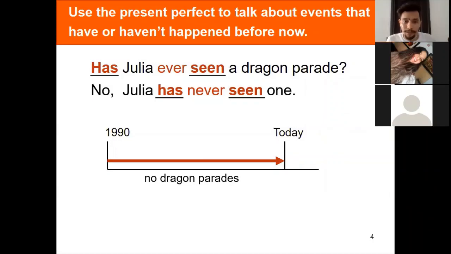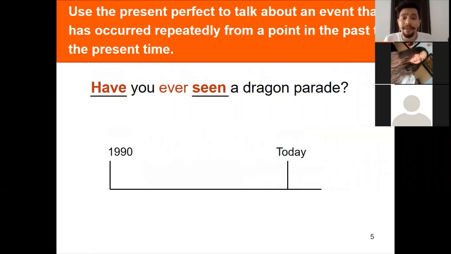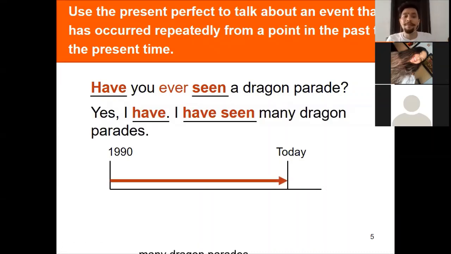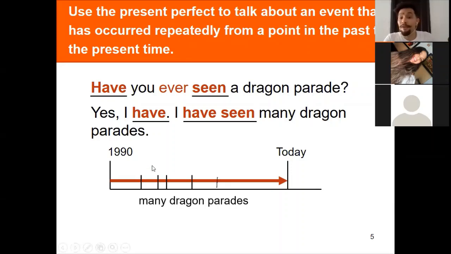Yes, mister. Okay, great. So let's continue. The same thing happens when we have a positive sentence. We use present perfect to talk about an event that has occurred repeatedly from one point in the past to one point in the present. So take a look. Have you ever seen a dragon parade? This is in the case of a positive answer. So let's say yes, right? Yes, I have. I have seen many dragon parades. Many dragon parades. Take a look. 1, 2, 3, 4, 5, 6.